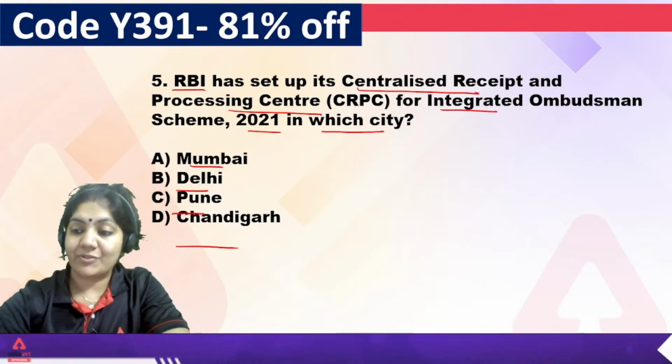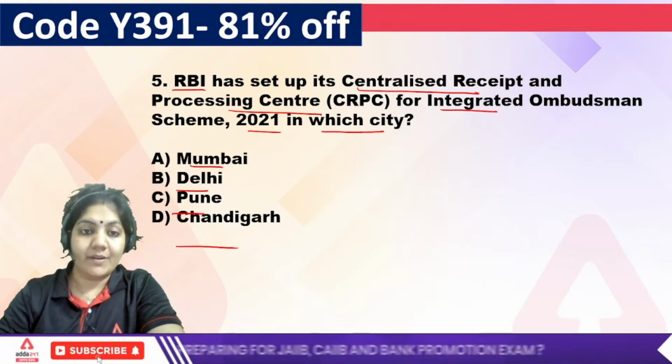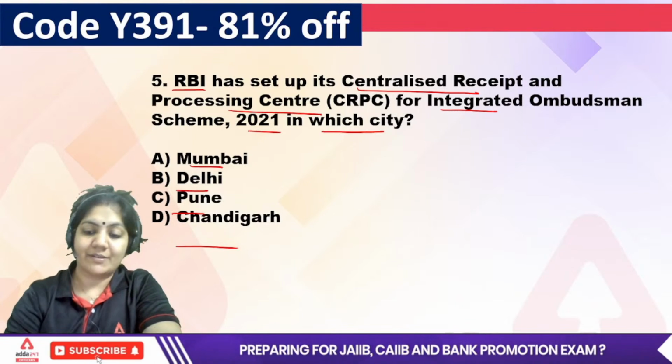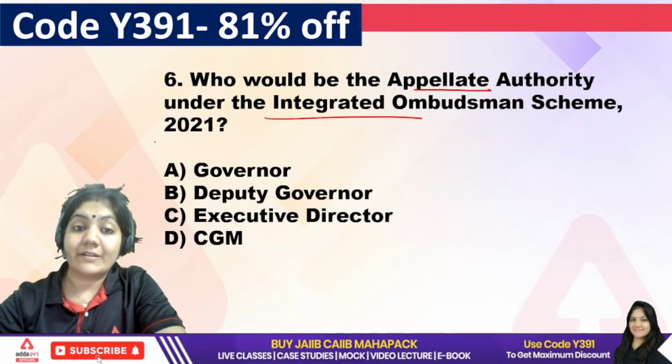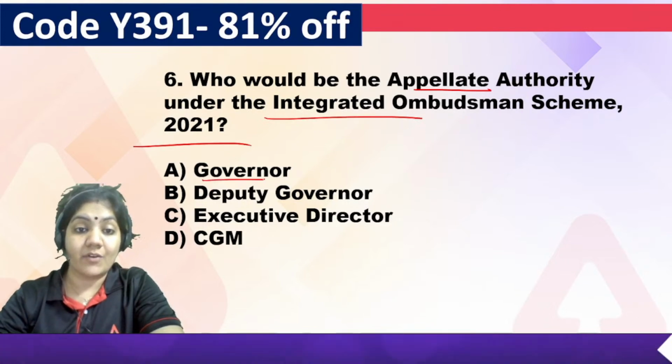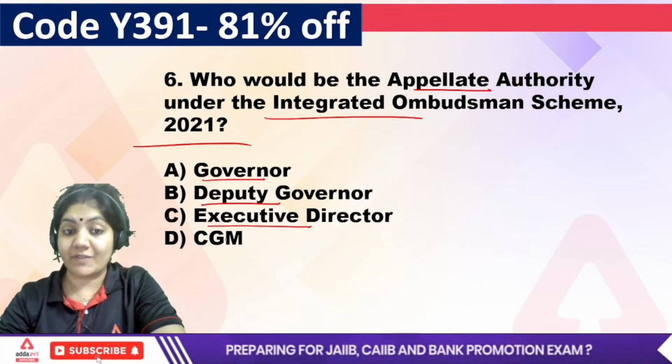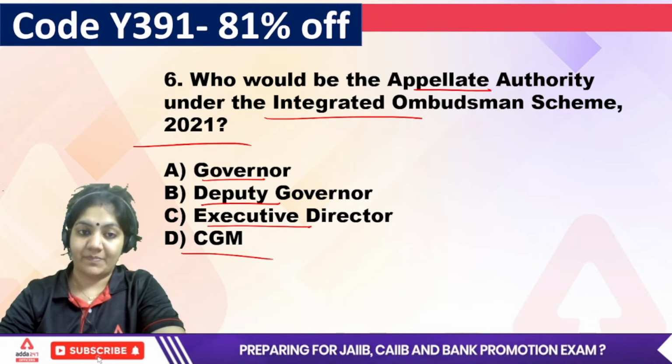So here the answer is Chandigarh. Next. Who would be the Appellate Authority under the Integrated Banking Ombudsman? Governor, Deputy Governor, Executive Director, and CGM.